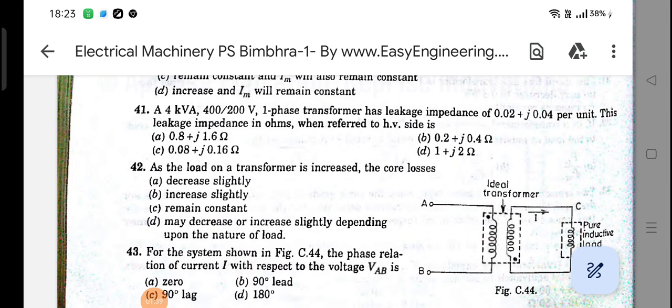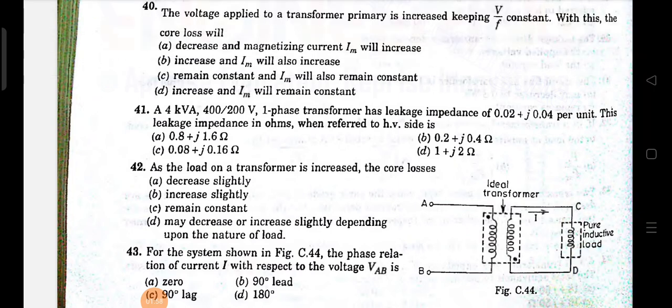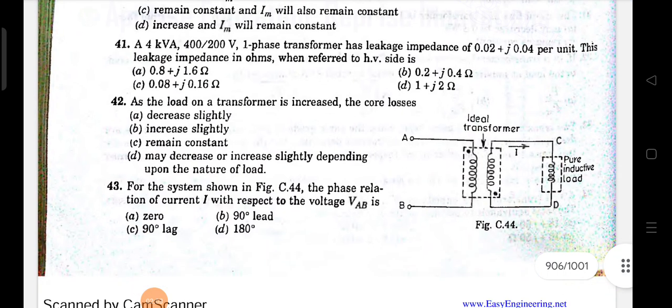Next, 42nd question. As the load on a transformer is increased, the core losses, which are nothing but constant losses or iron losses, are always constant. Why? Because hysteresis losses and eddy current losses are nothing but core losses. Those losses depend upon supply voltage and applied frequency. Those losses don't depend upon load current, hence these losses remain constant. That means the 42nd answer is C.